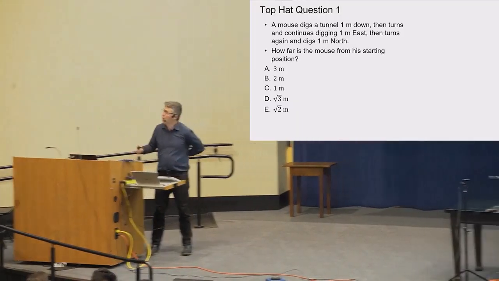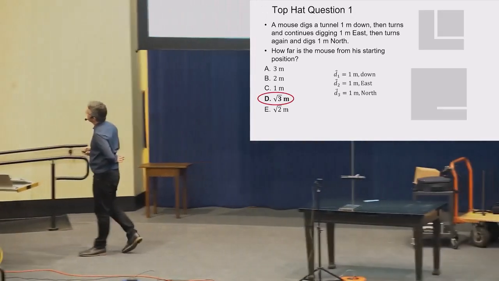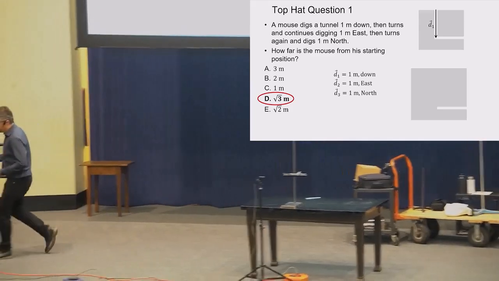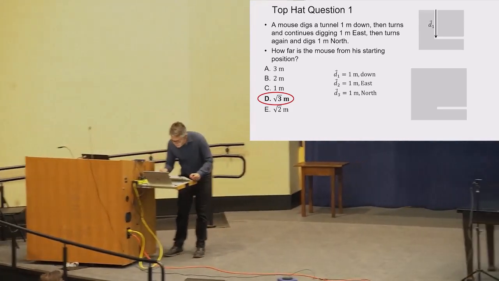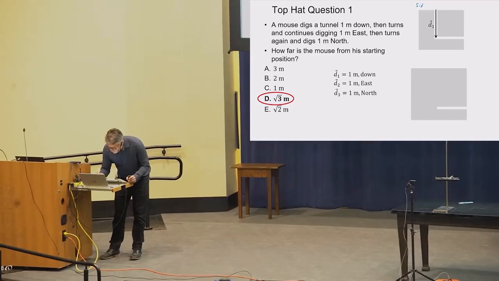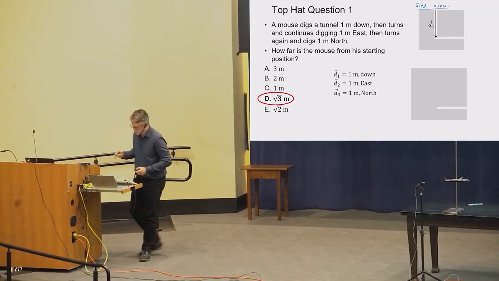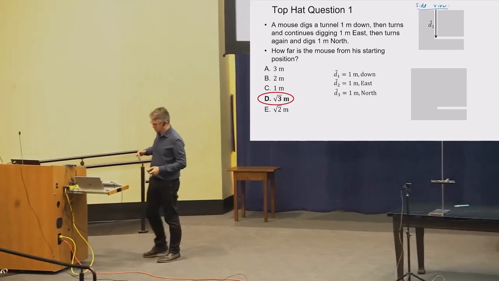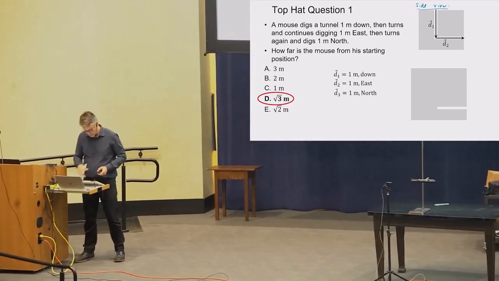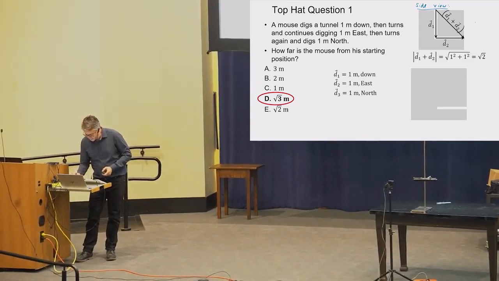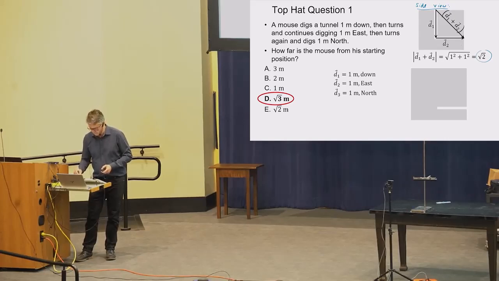And the way I did it is, first of all, I imagined a side view. Since I can only draw things in 2D, I just imagine I'm looking at the side. So he goes down 1 meter, and then he goes east 1 meter. And then you can get that he goes square root 2 meters in that first leg.